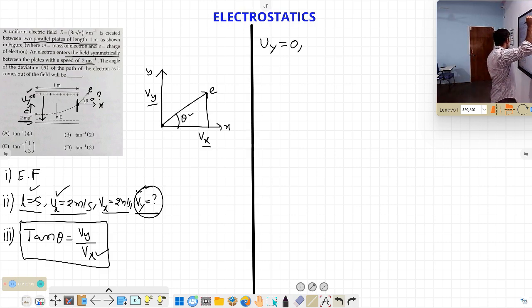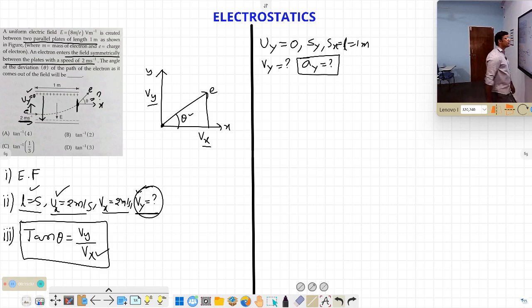It is traveling through a distance. We don't know what distance it is traveling vertically, so you can take it as sy. Whether it is required or not, we'll check. But along x, it is traveling a distance equal to the length, that is 1 meter. Next, we require the vy value, and here acceleration is needed before applying the kinematic equations. In this case sy is not given; uy, vy, ay you know.